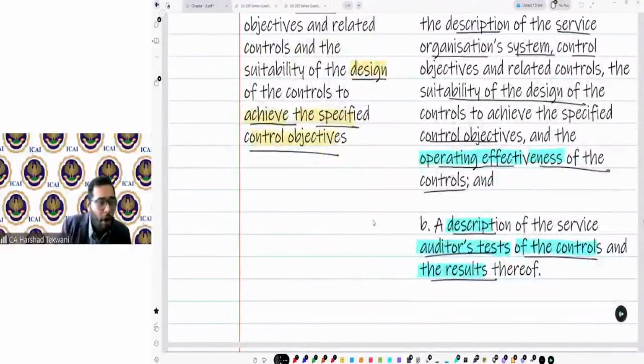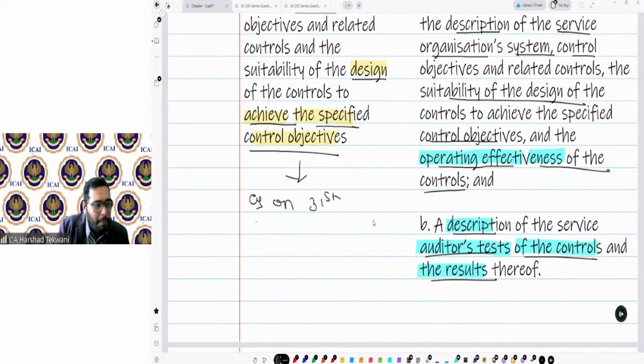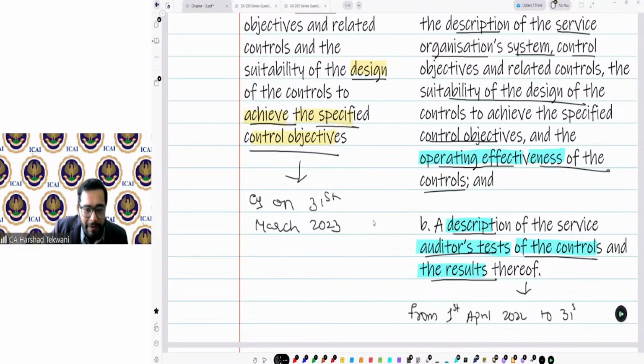So type 1 will talk about, let's say, as on 31st March 2023. But when I say type 2 report, it is talking about from 1st April 2022 to 31st March 2023. That is the change between two reports. One is at a specified date, one is for a period.